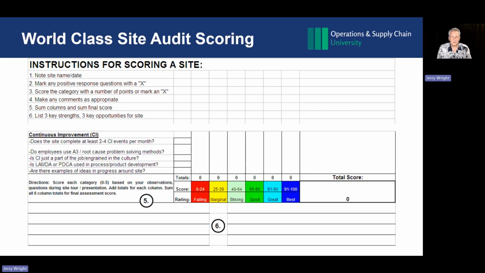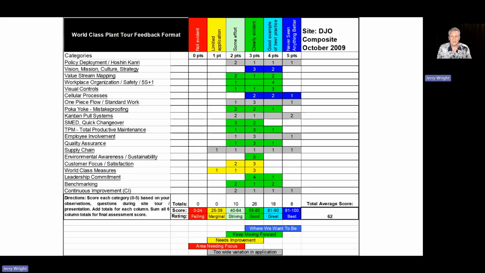Now, one of the things I had to do in my role as I was responsible for global continuous improvement for, I think we had 25 global sites, I would go to the main sites and do this scoring. Now, this was at DJO. This is October 2009 as an example. These were the ranges for scoring that we had. We didn't have anything that was not evident. We had some that were limited application, a lot that were some effort, clearly evident, and good example of best practice. And we had a few things that had never seen any better.